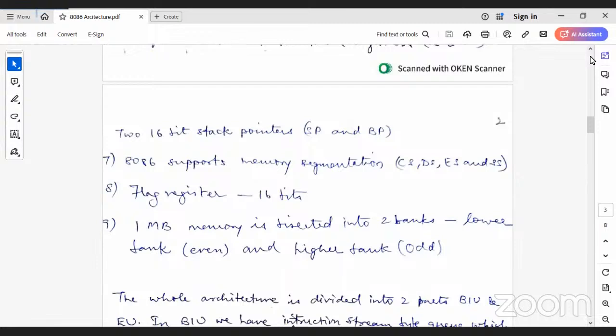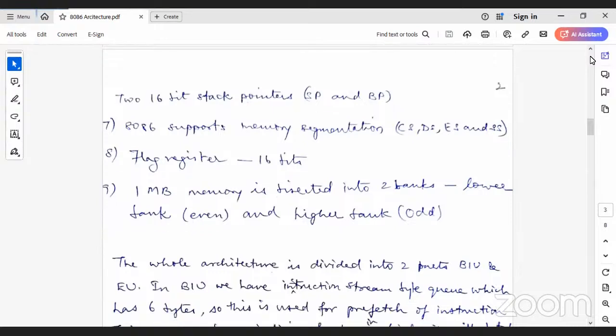Now, it also supports memory segmentation. See here, memory segmentation means that total memory can be divided into segments, and the segments are given the names code segment, data segment, extra segment and stack segment. Flag register is 16 bits.